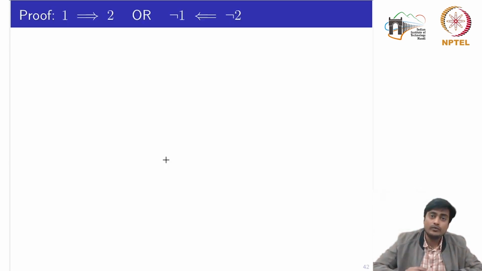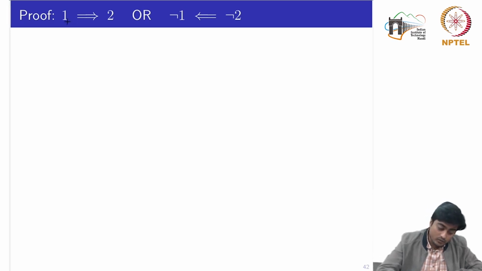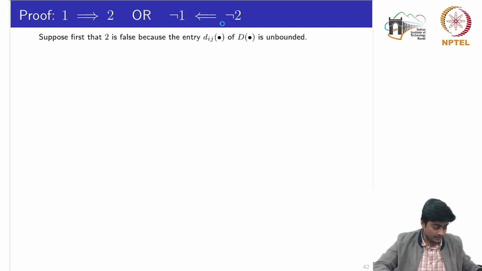Now we'll do the proof of this implication by contradiction. Meaning, to prove that 1 implies 2, we can also prove that if statement 2 is incorrect, or false, then it implies that statement 1 is also false. So both these implications, either 1 implies 2 or negation of 2 implies negation of 1, are equivalent. So we are going to prove this by contradiction. So let's see.